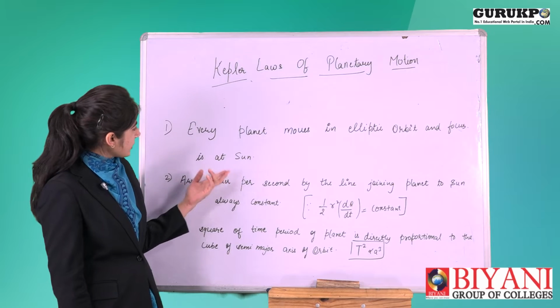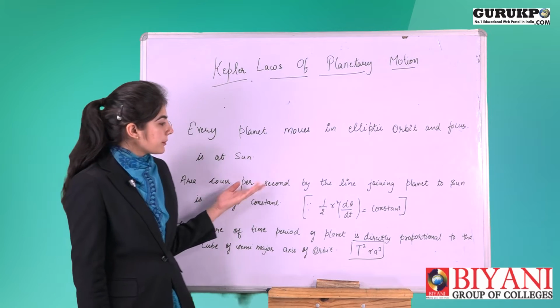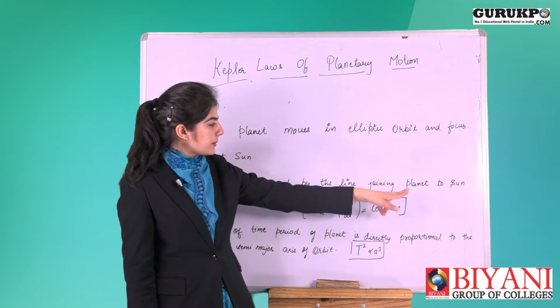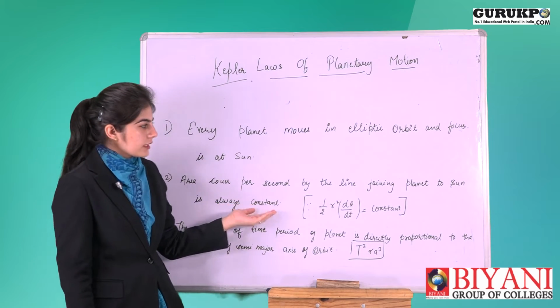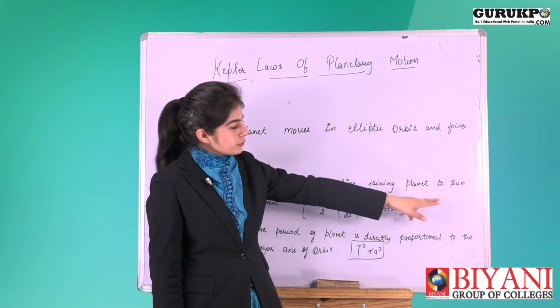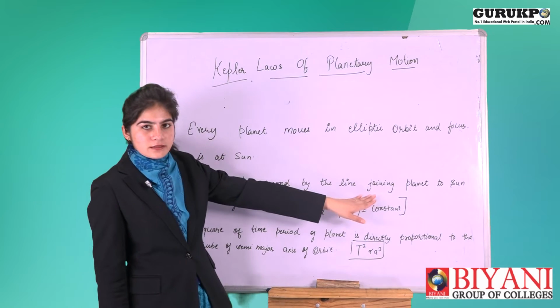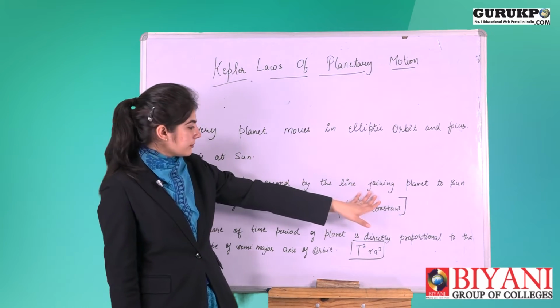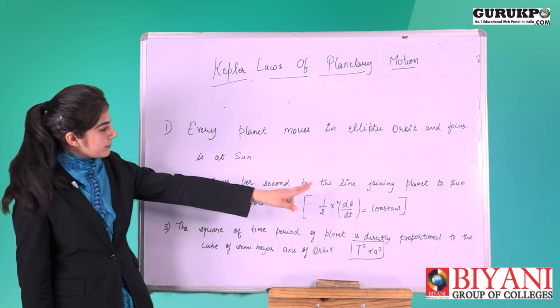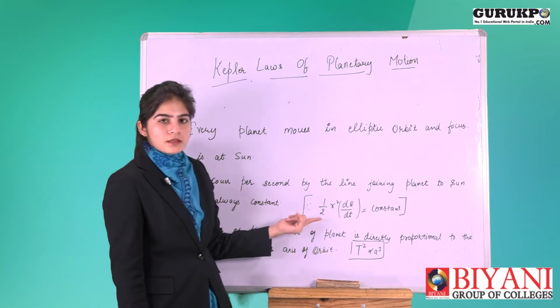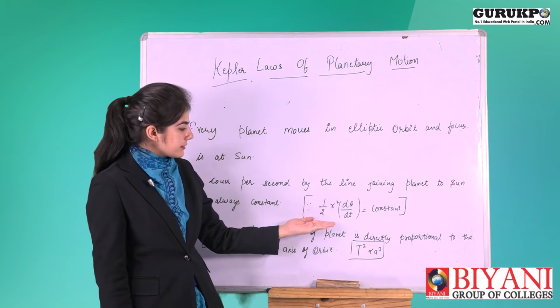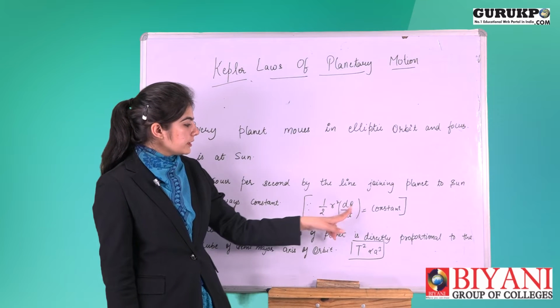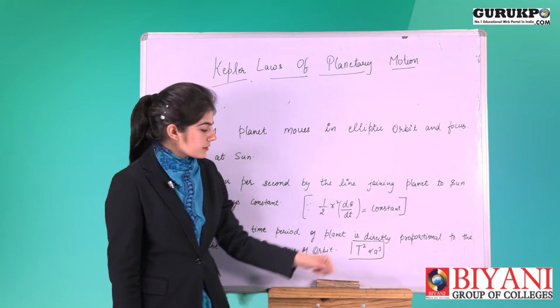The second law given by Kepler is that the area swept per second by the line joining the planet to the Sun is always constant. The line joining the planet to the Sun, that is the distance, sweeps an area per second that is always constant, and mathematically we can say that 1/r squared d theta by dt is constant.